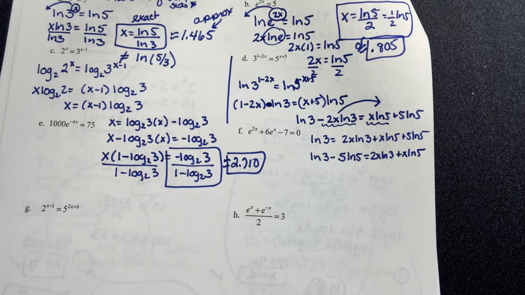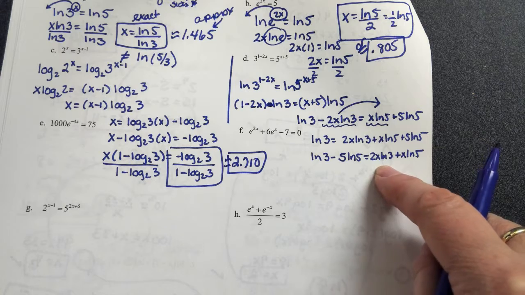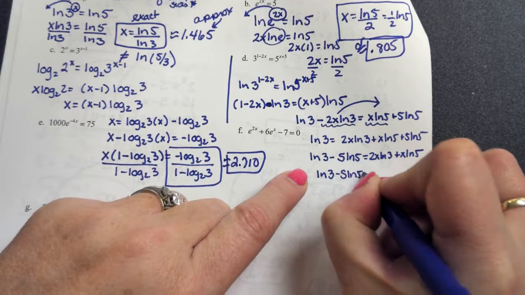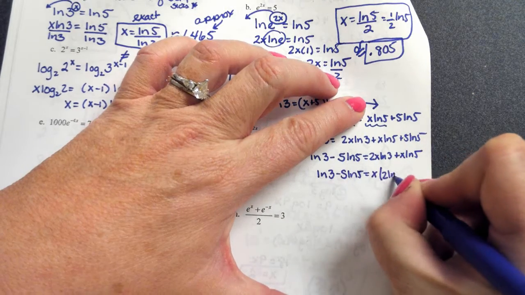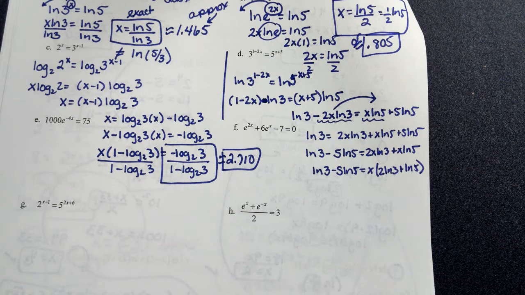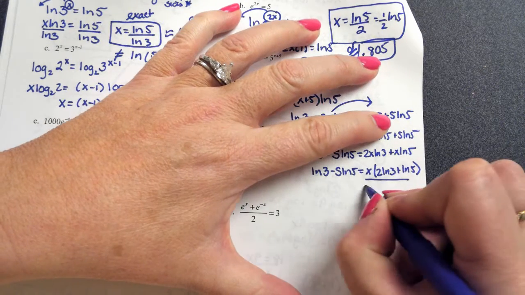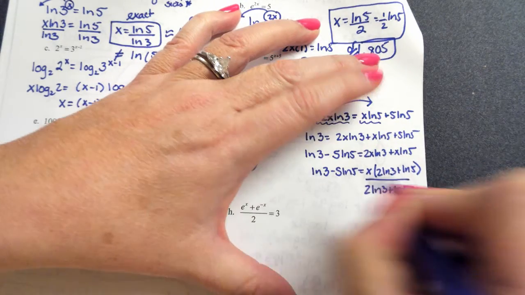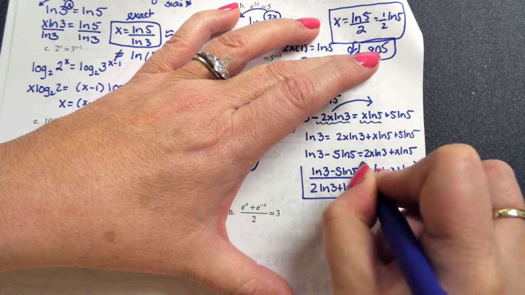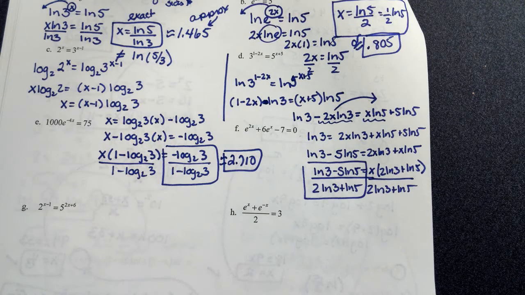So just like I did in the previous problem, what can I factor out of the right-hand side? I can factor out x. So now that I factored out my x, how can I solve for x? I can divide. There's your exact answer.